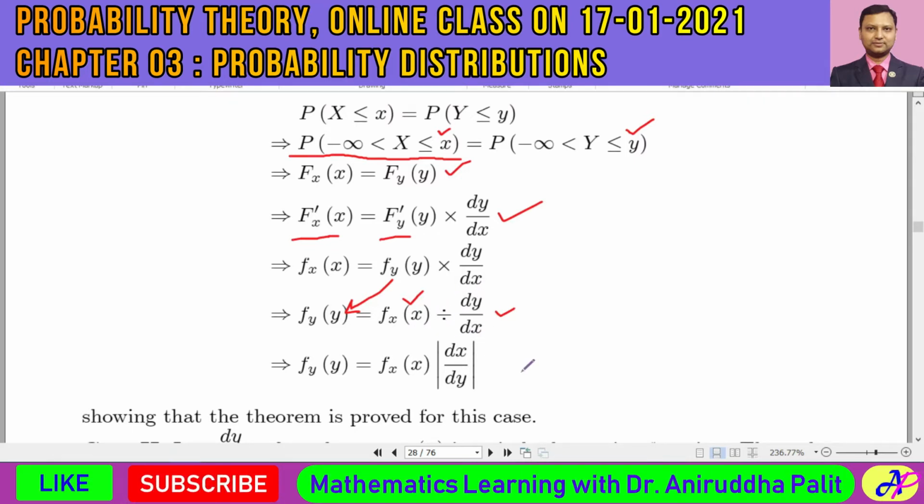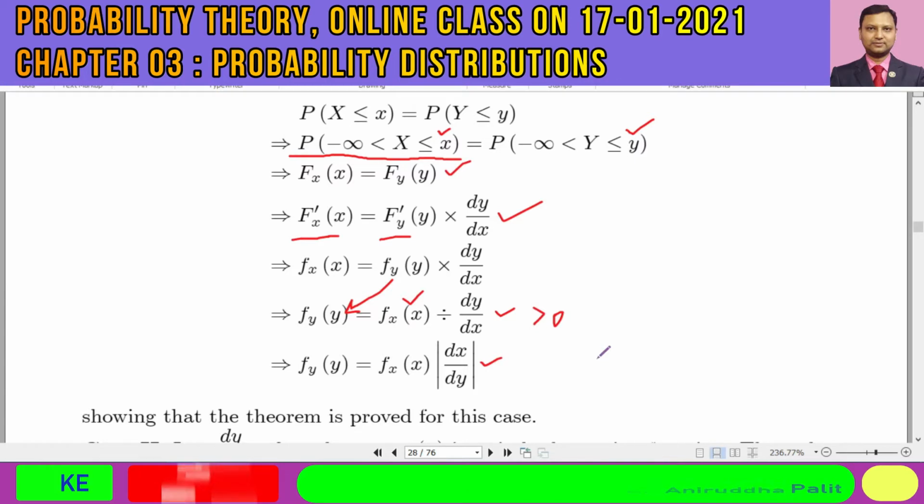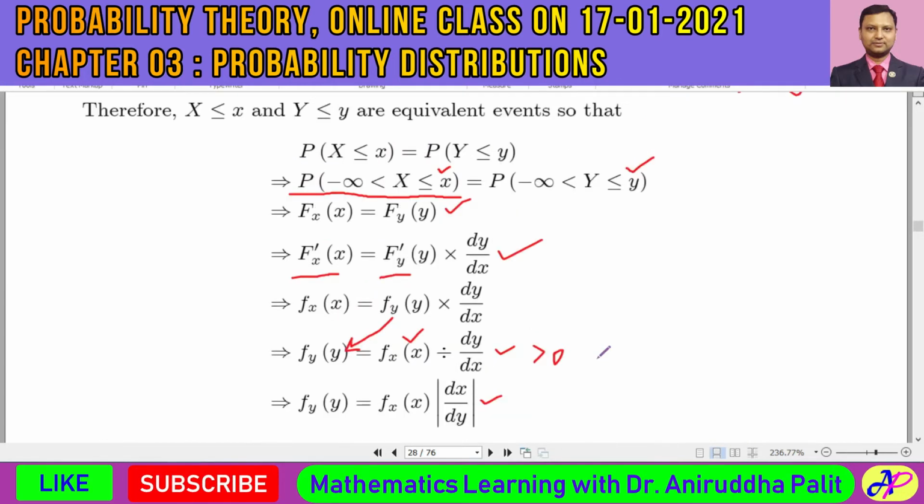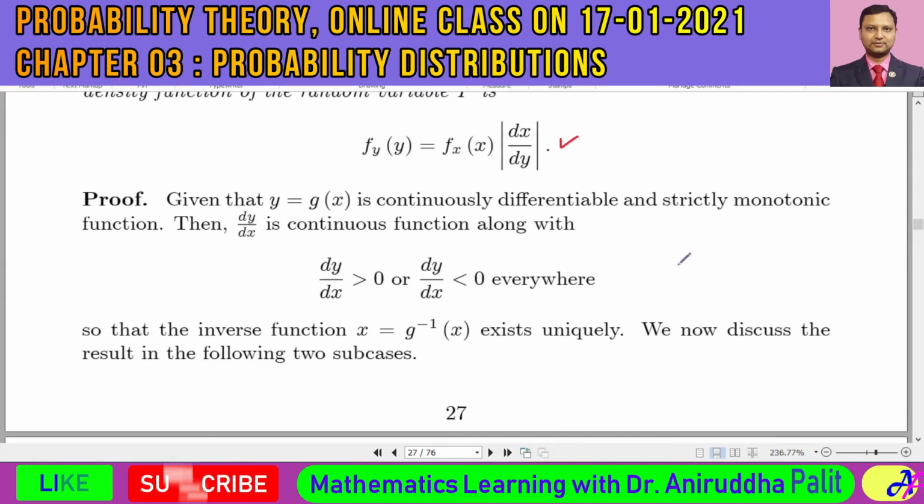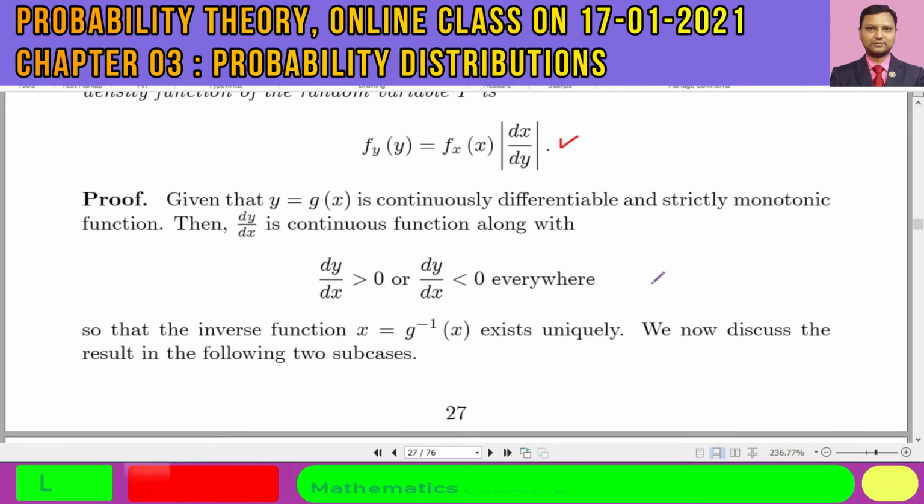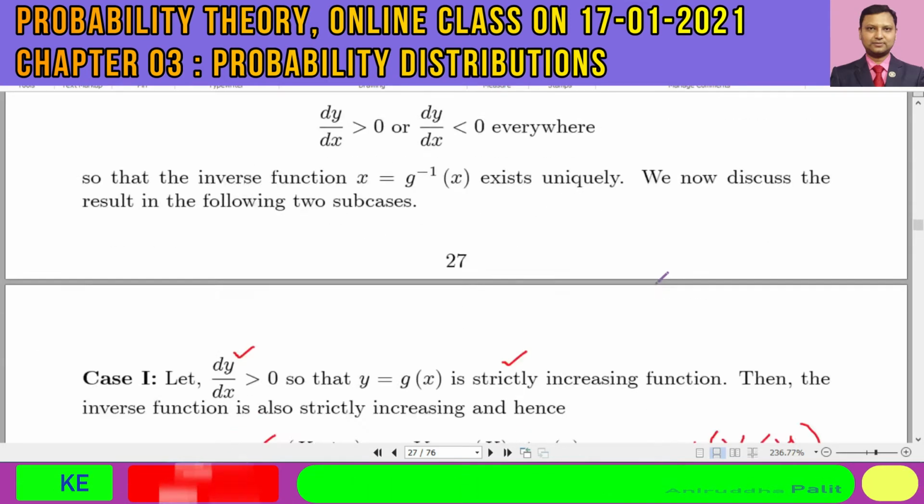And you see, because this dy/dx is greater than 0, therefore dx/dy should also be greater than 0, and therefore we can use a modulus symbol over here, showing that the required result is true for the first case. The first case means when the function g is strictly monotone increasing. Okay.